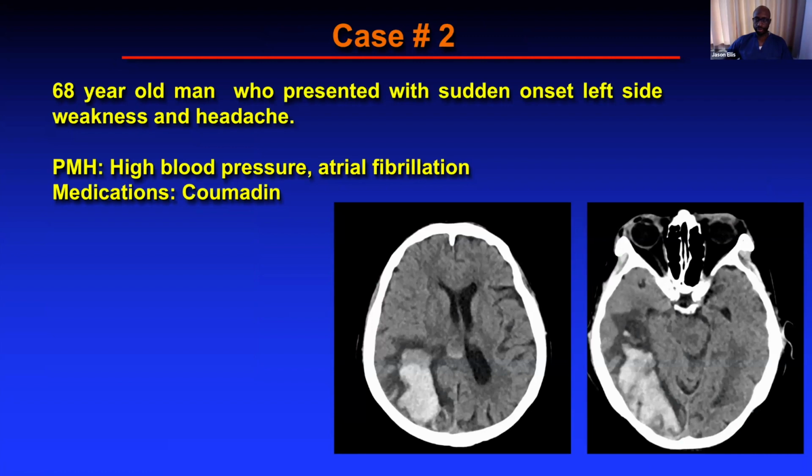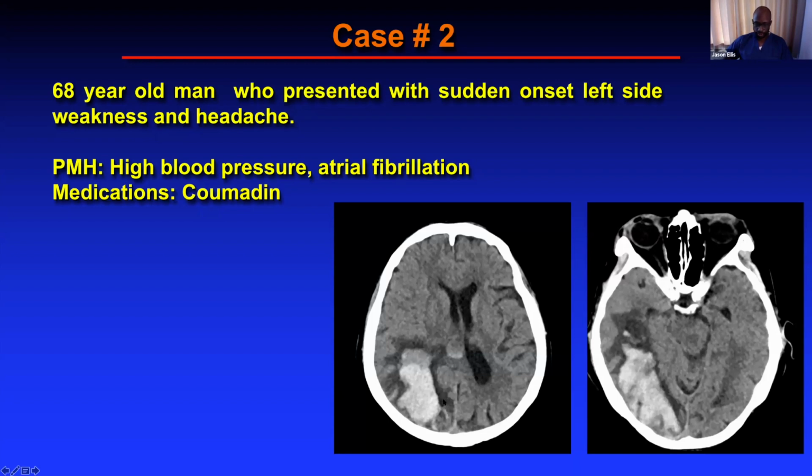All right, let's do another case. This is a 68-year-old man who presented with sudden onset left side weakness and headaches. He has a history of hypertension, atrial fibrillation. He's on Coumadin as well. And everyone should know now what sort of bleeding this is. It's in the substance of the brain itself. So it's an intracerebral hemorrhage.